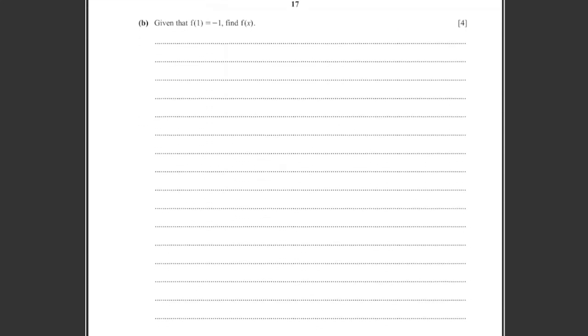Now we move on to part B, and it says that given that f of 1 is equal to negative 1, find f of x. So what we need to do is find an equation for f of x. We don't know what that is. We need to find an equation for that.